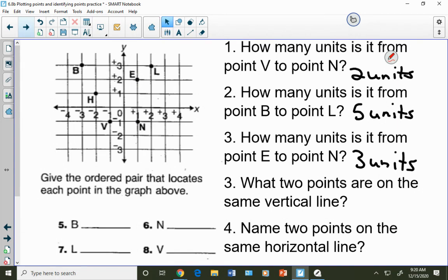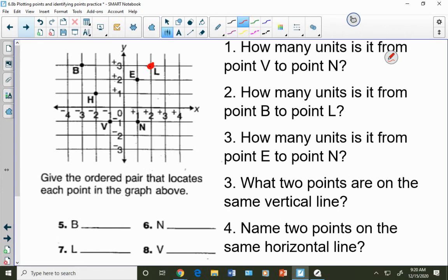All right. Now, what 2 points are on the same vertical line? Remember, vertical is up and down. Well, point L and point N are not on the same vertical line. They would be on +2 for the x-axis if they were both on the same vertical line. So point E and point N are on the same vertical line because they're at 1 on the x-axis.